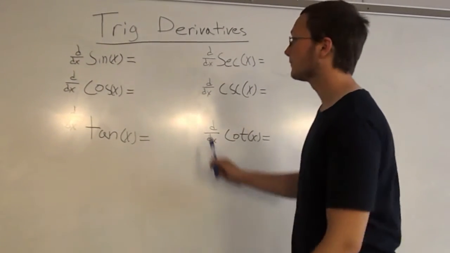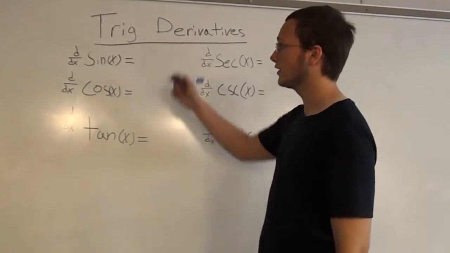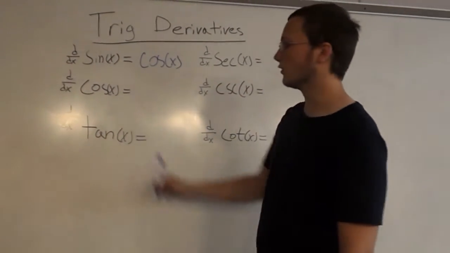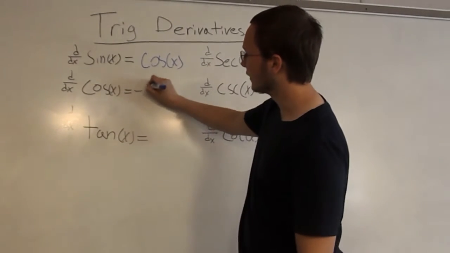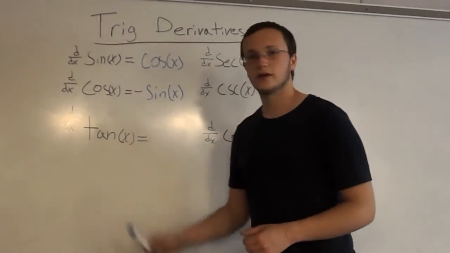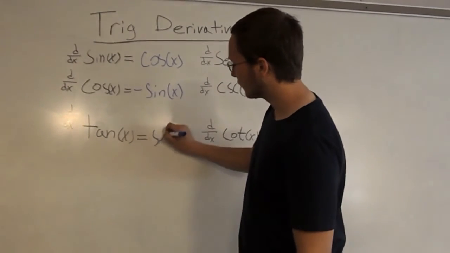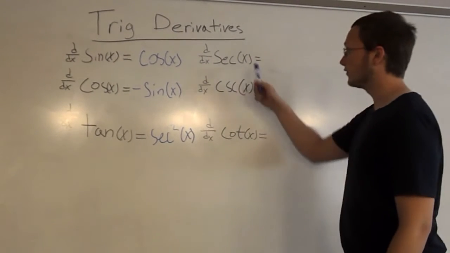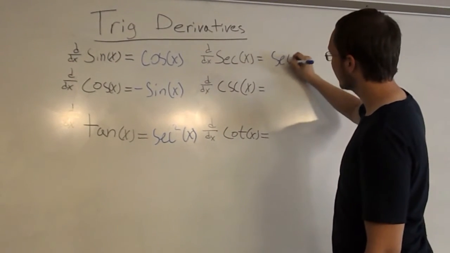So, let's start. The derivative of sine of x is the cosine of x. The derivative of cosine of x is the negative sine of x. The derivative of the tangent of x is the secant squared of x. The derivative of the secant of x is the secant tangent of x.